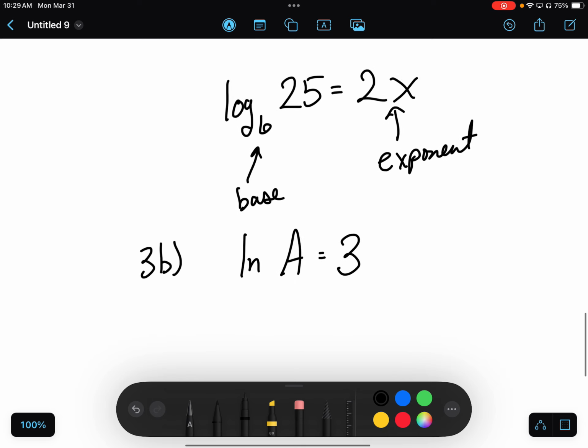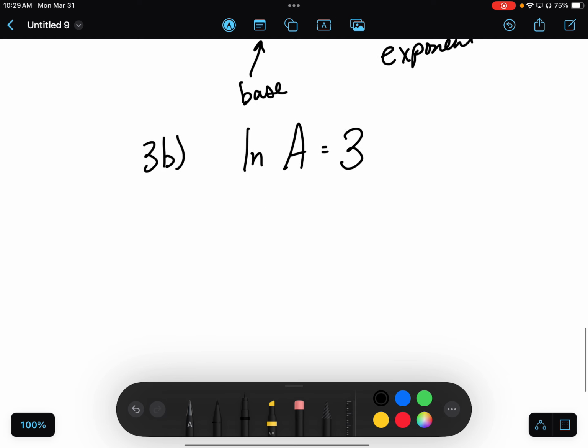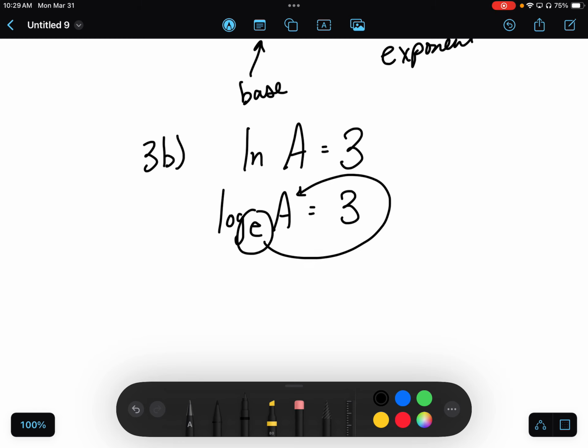Now it wants you to write it in exponential form. One of the things with this is, don't forget, natural log is the same as log base e. And this is 100% a rewrite. So e to the third equals a. Or if you wanted to, in blue, if you just took e to both sides, you would get a equals e to the third there too. Your call on that. And that's 3b.